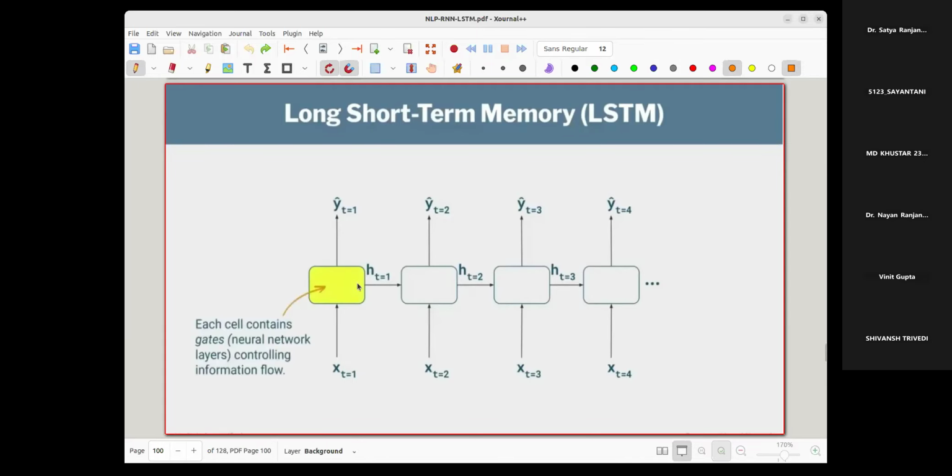Let's see. Each cell contains gates, which are nothing but neural network layers that control information flow. That means which information is required and which is not required to flow through time will be decided by these gates. In general, there are three gates available within an LSTM cell.